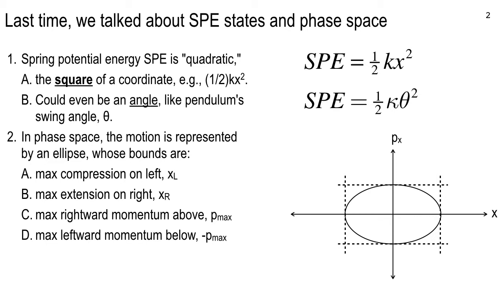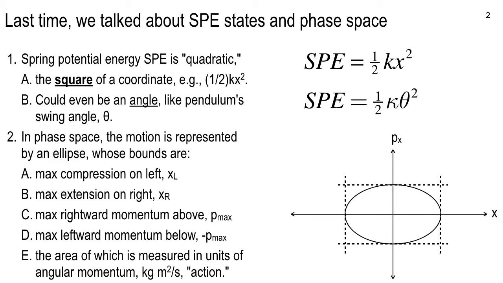All right. Now, the area of the ellipse is something that we finished up with on the document cam talking PDF. And that's what we're actually going to talk about today, the secret of the area of the ellipse. The area is measured in units of angular momentum. A regular momentum, P, times another distance, that gives you an angular momentum. Or in basic units, kilogram meter squared per second. Or in deluxe terminology, action. The action of the motion.